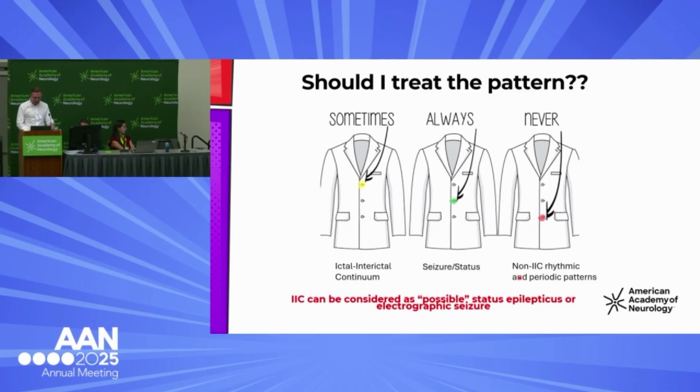So these are the non-IIC rhythmic and periodic patterns. And the one that you're always supposed to treat are seizures and status epilepticus. And then this top button, that's dealer's choice. You can decide whether or not you button that one. And that's the Ictal Interictal Continuum. And to stress this again, that means it's possible status epilepticus or an electrographic seizure.